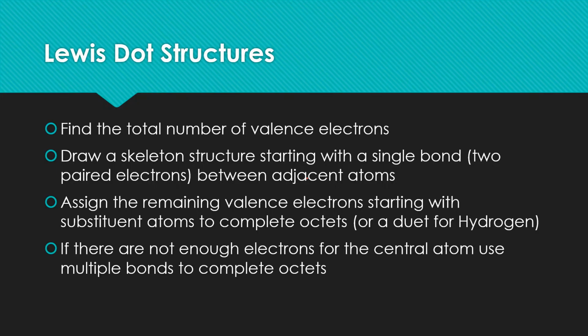And then finally, if there are not enough electrons for the central atom to get a full octet, then we're going to use multiple bonds to try to complete those octets. So let's talk about the simpler one first, just the straight up single bonds.